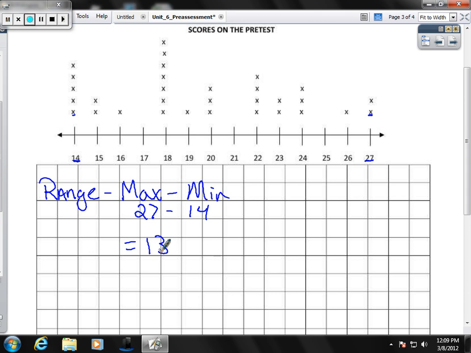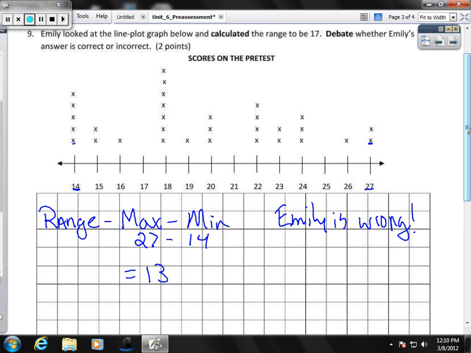So, is the range really 17? No. Is Emily right? No, Emily is not right. So that's the first part of the question. Emily is wrong. Now, you have to defend why she is wrong. How do we know that she is wrong? Michael. If she took the highest test score, which is 27, and subtracted the lowest test score, which is 14, she would have got a range of 13. She calculated and said it's 17.